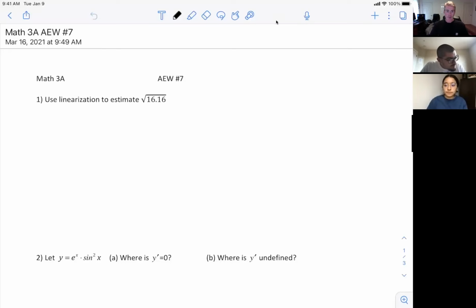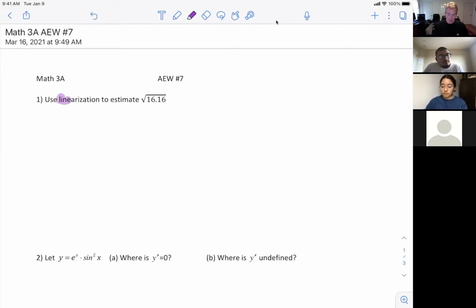All right, so for the first one, estimate the square root of 16.16 without using a calculator. The key for this one is the word line. We're going to use a line. So the function is the square root. For now, I'll just do the square root of x. And if you graph the square root of x, it looks about like this.